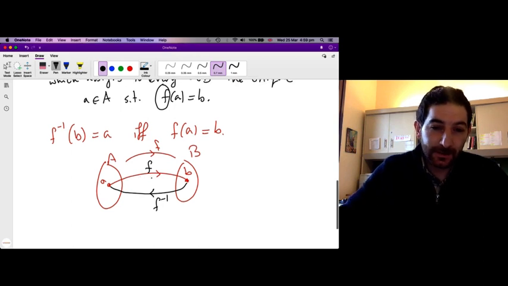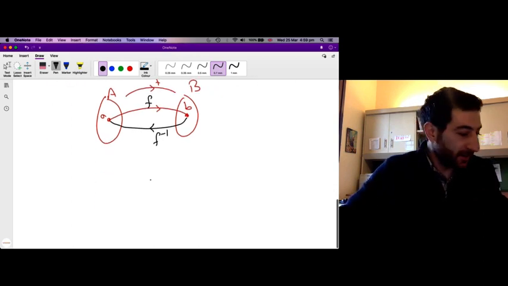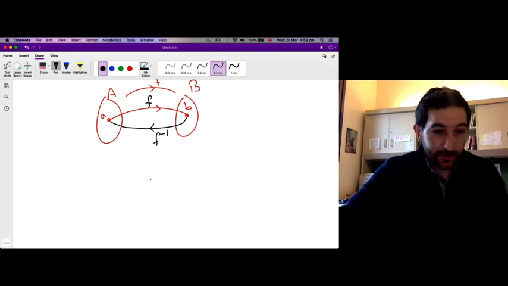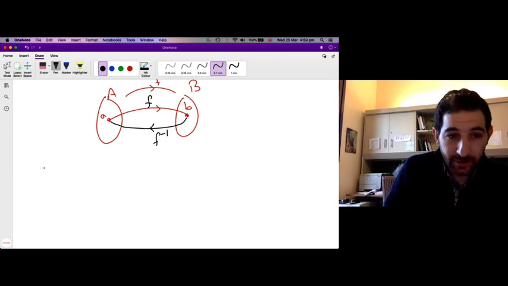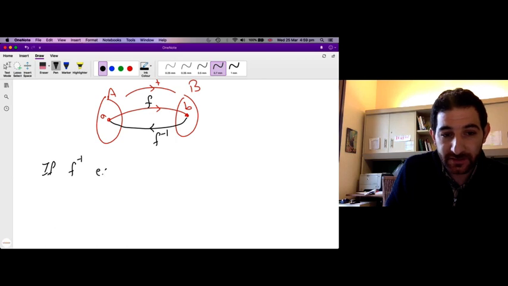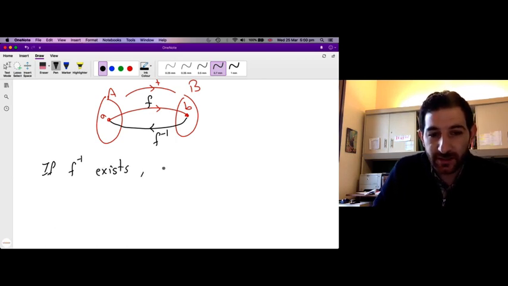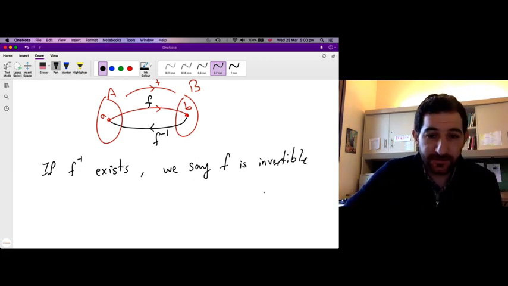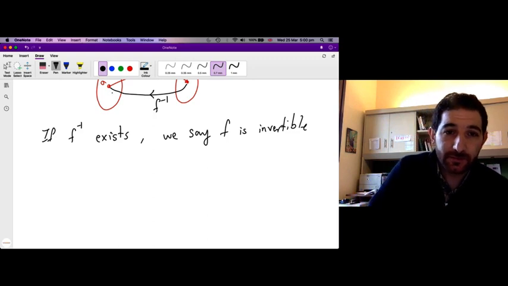Okay. So let's have an example. Maybe I'll add a comment that if f inverse exists, which means if f is a bijection, we say f is invertible.